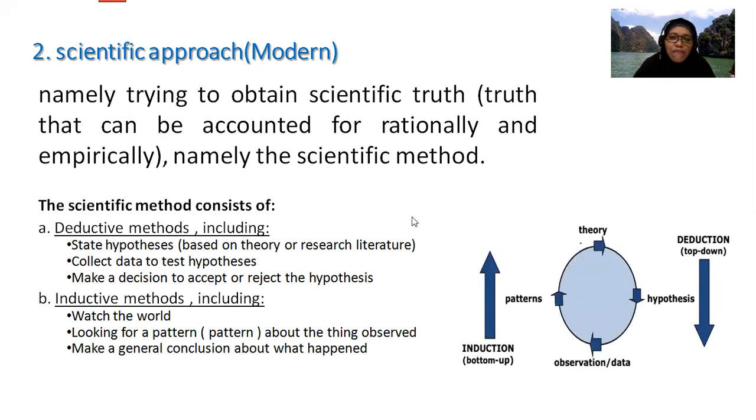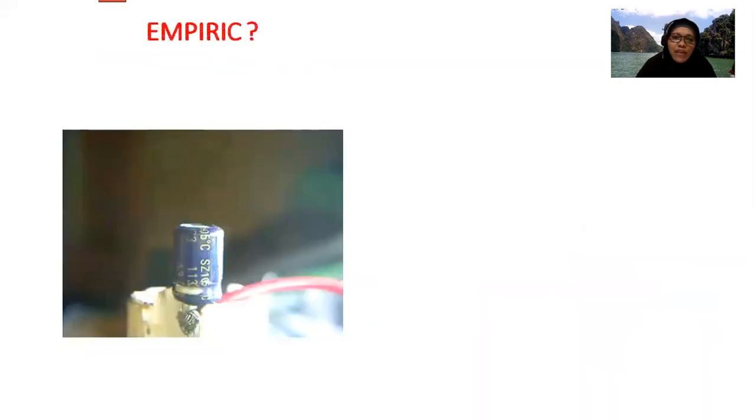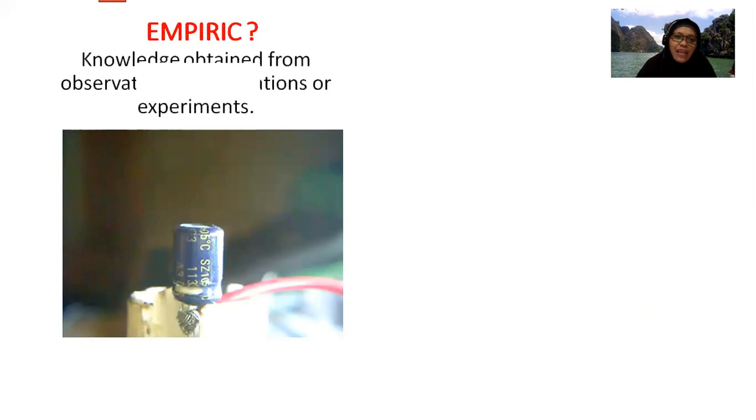So if we have a scientific approach, it means we will use proof, rational and empirical, for our conclusion. What is empirical? Empirical is knowledge obtained from observation or experiment. So it is based on data, not trial and error, not intuition, but on facts or data.